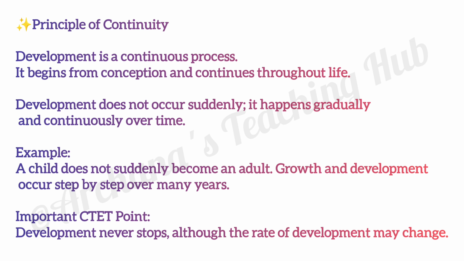Principle of continuity. Development is a continuous process. It begins from conception and continues throughout life. Development does not occur suddenly, it happens gradually and continuously over time. For example, a child does not suddenly become an adult. Growth and development occur step by step over many years. Development never stops, although the rate of development may change.